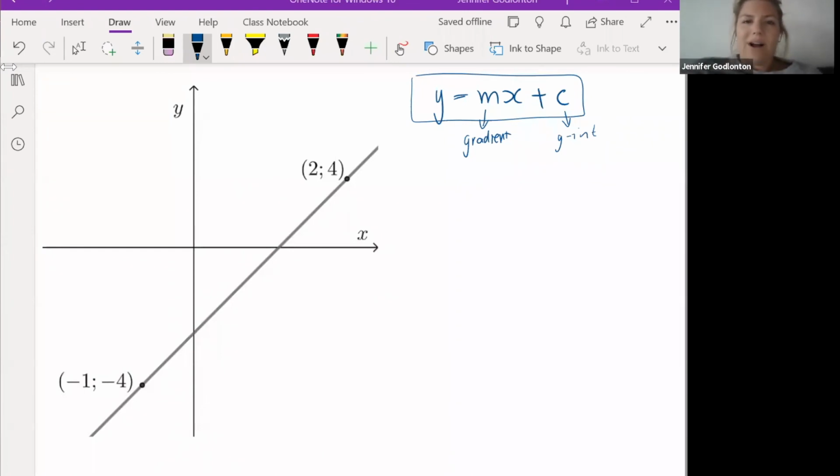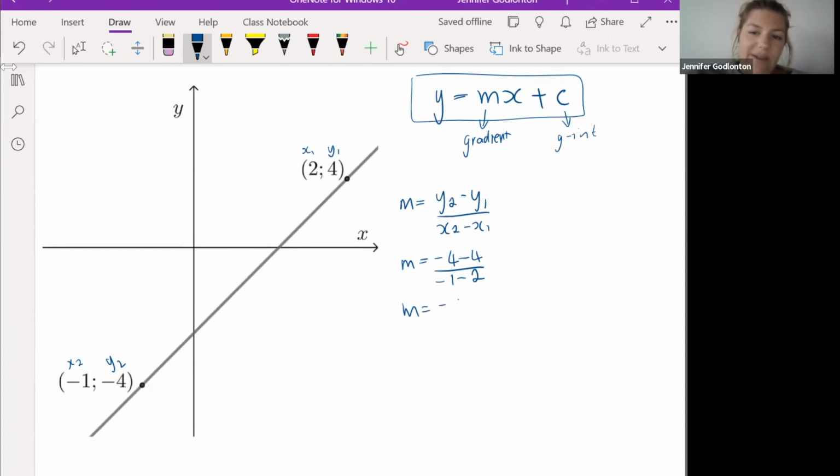Okay. So our first goal is we need to find our m. So I'm just going to label this x1, y1, x2, y2. You don't have to do that. That's just a step that I like to do because it helps us make sure we know what's going on. Okay. So m is equal to the change of y over the change of x, which means m is equal to -4 minus 4 over -1 minus 2. Okay. So I get -8 over -3, and two negatives become a positive, so we get 8/3.